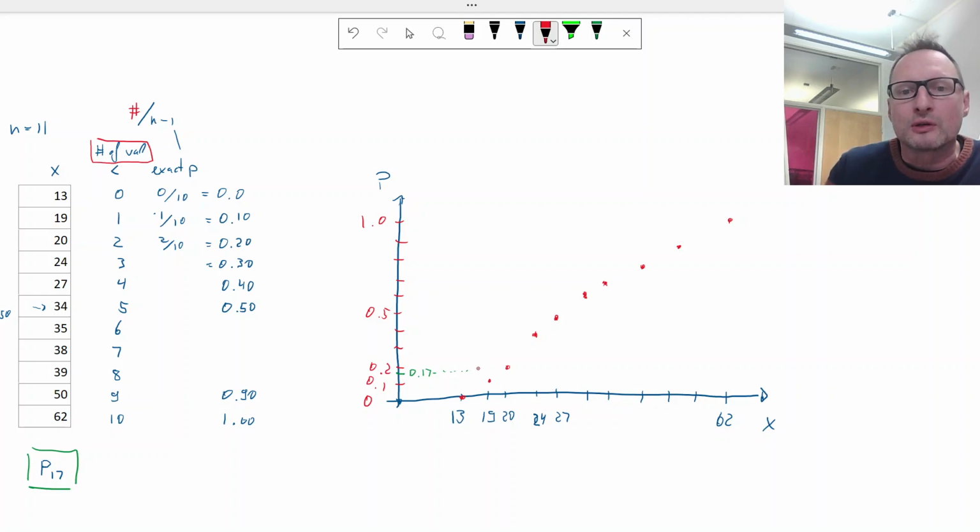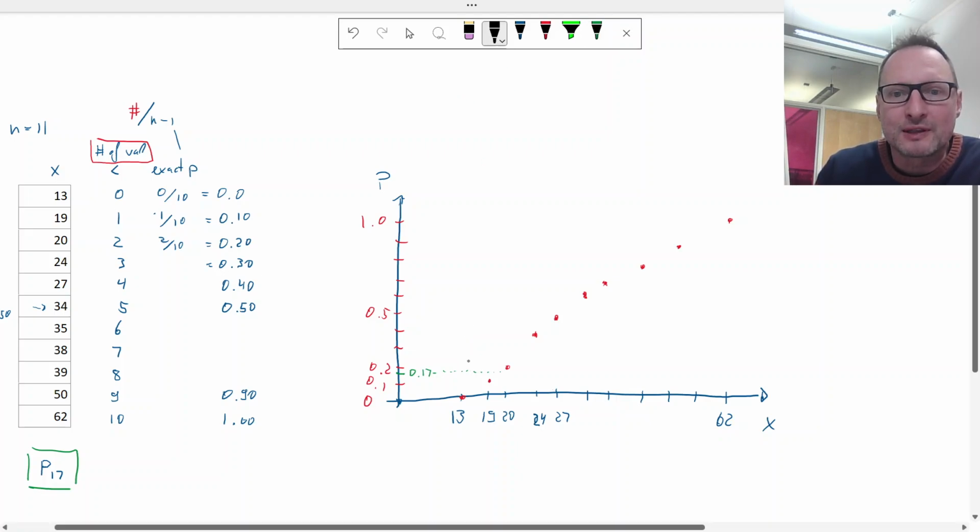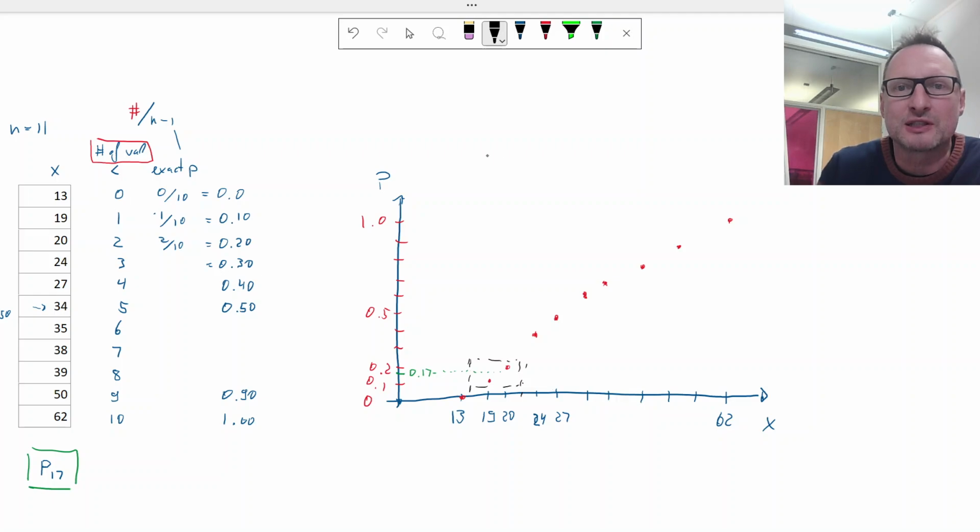Okay, so the 17th percentile is somewhere in between here. We already know it's got to be somewhere between 19 and 20. So what I'm now going to do is zoom in to this section here. I'll do that up here. Okay, that's a zoomed in section.